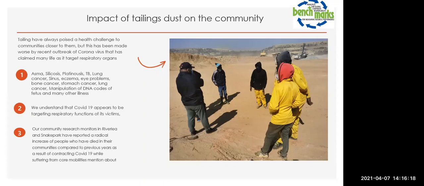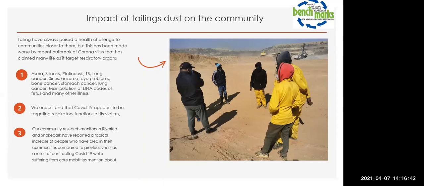And some doctors, including some health professionals, have indicated that these are illnesses that are associated to mining, such as asthma. Some of them have silicosis. Some of them, around Rustenburg, have platinosis. It's for people who come from Rustenburg. We have TB. We have lung cancer. They have sinuses. Eczema is everywhere. You can stop, you know, randomly.